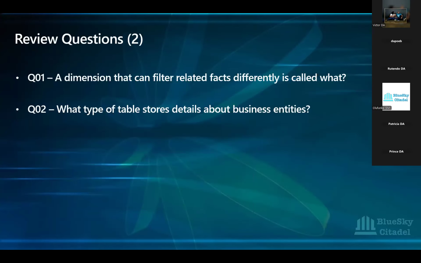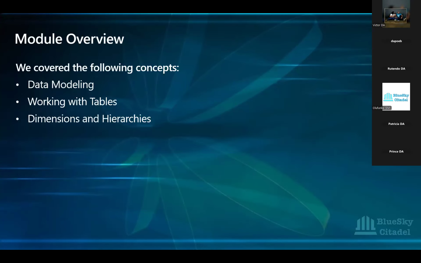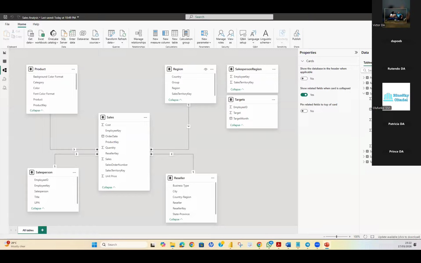A dimension that can filter related facts differently is called what? A role-playing dimension. Then, what type of table stores details about business entities? Dimension table. So that's that about that. That's the theory behind what we are doing. I want to be fast about it. That's why I reminded you. Am I communicating with you now?